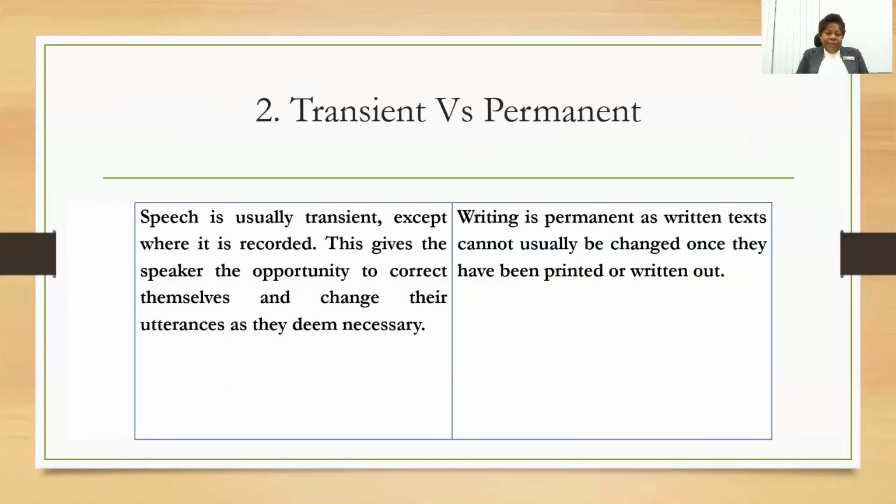Because it is transient, it gives the speaker the opportunity to correct themselves and change their utterances as they deem necessary. We do not have it that way in writing, because writing is permanent, because written text cannot usually be changed once they have been printed or written out. But then you can cancel, you can edit, and you can have the next edition of your published works.